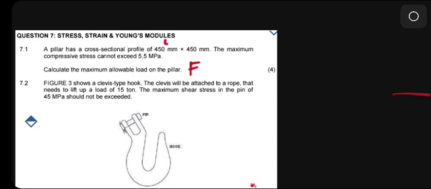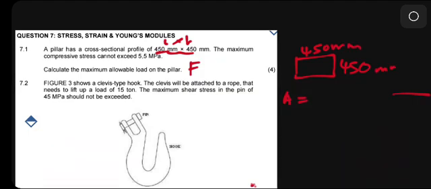We've been given this. This is the same as length multiplied by height. You see, this is a square because those sides are the same. That means this is simply just a square. We know how to calculate the area, isn't it? So this is in millimeters, so we can divide this by 1000, which will be 0.45 multiplied by 0.45. This will equal 0.2025 meter squared. This is our area.